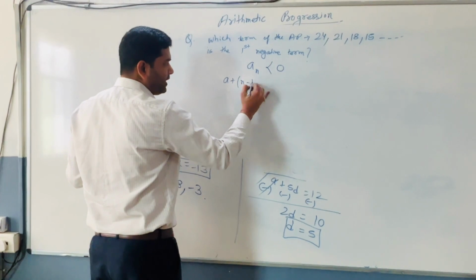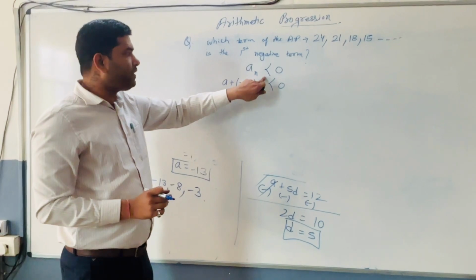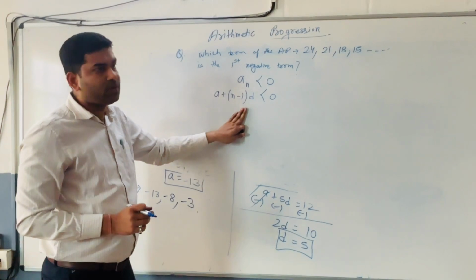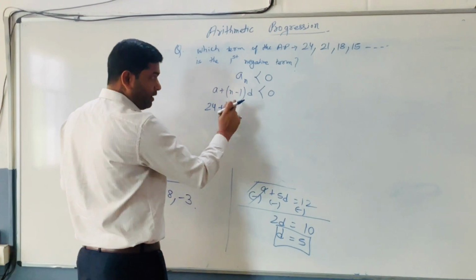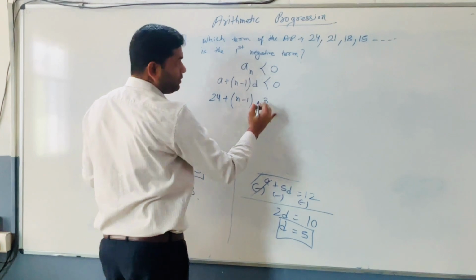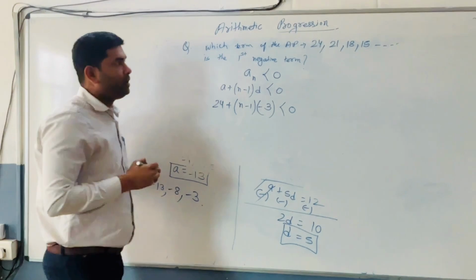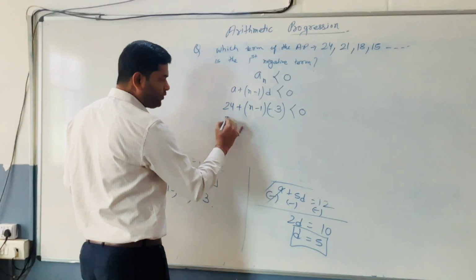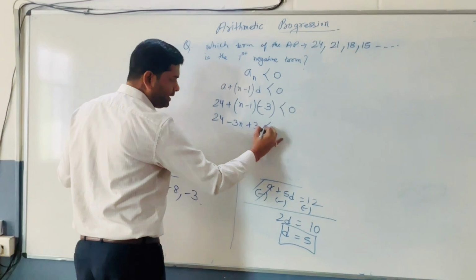So the formula for an is a plus (n minus 1) times d, and we will use this concept and you will get the answer. The less than sign is used because the question asks about the first negative term, so the value must be less than 0. Here a is 24, n is what is asked, and d is 21 minus 24, that is minus 3. First of all multiply these two terms, so 24 minus 3n plus 3 less than 0.